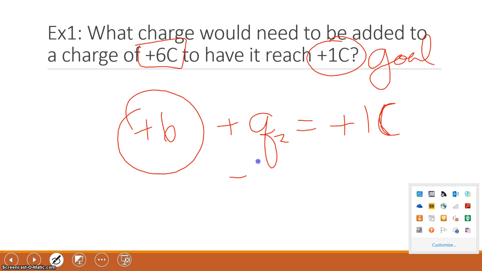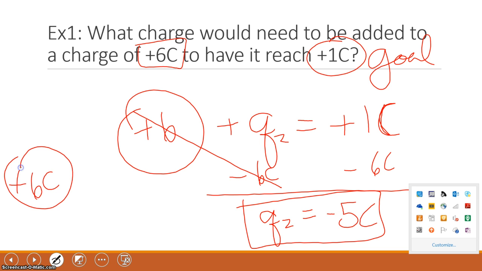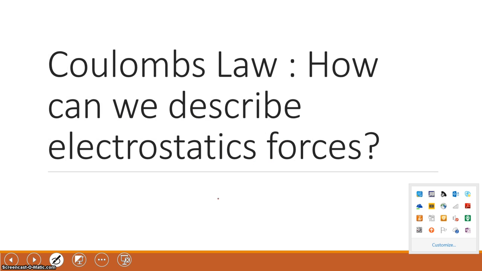Well, we could subtract 6 coulombs from both sides and get that Q2, the second charge, should be equal to negative 5 coulombs. And that would be our answer. So if we had plus 6 coulombs and we added minus 5, we would get positive 1 coulomb. So that was pretty easy, right?